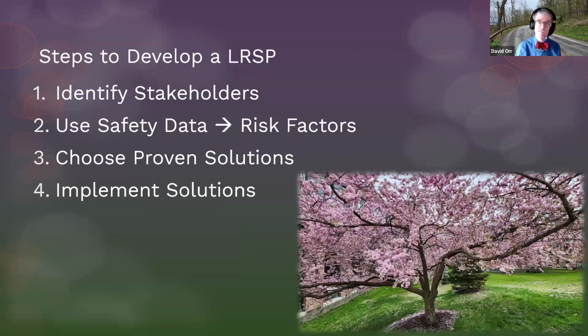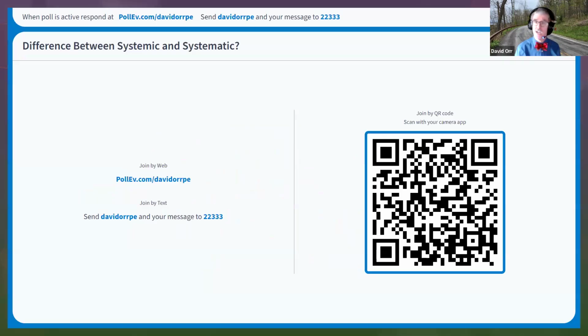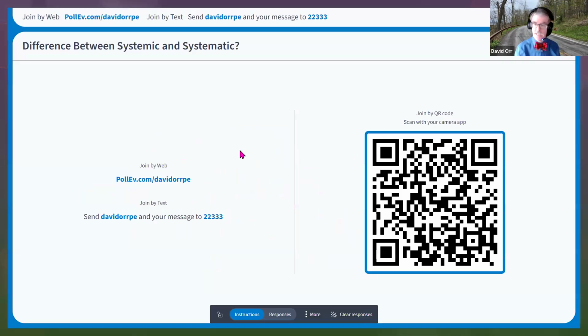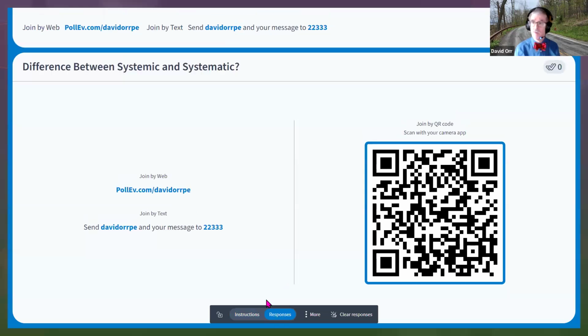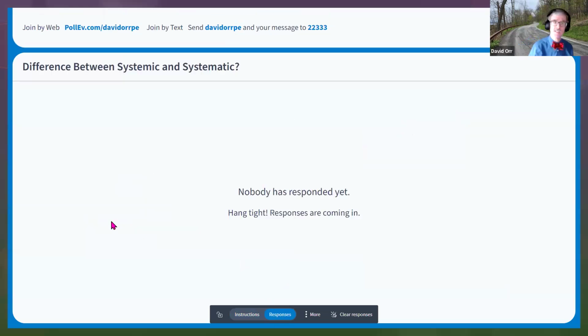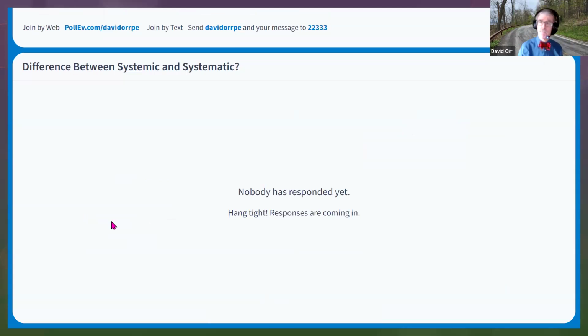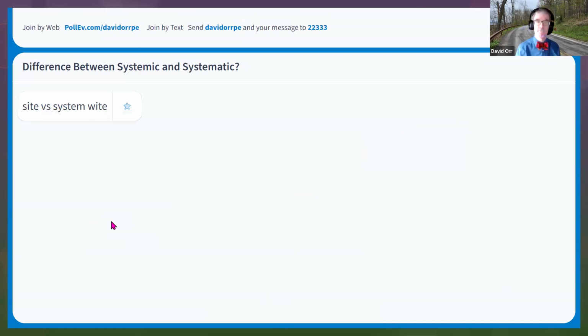So again, the plan is to identify the stakeholders, use safety data, choose proven solutions, and make sure you implement them. So my last couple of slides here, so we can get out of here on time, is our lovely PDH questions to finish everything up, though we're pretty good there. What's the difference between systemic and systematic? See if I can get one or two people to pop an answer in there for me.